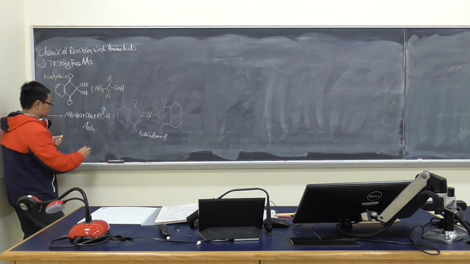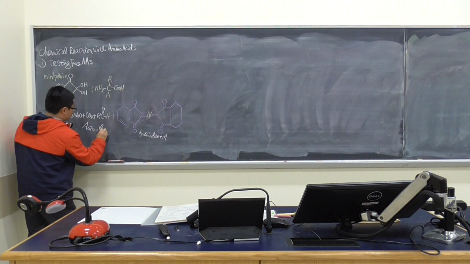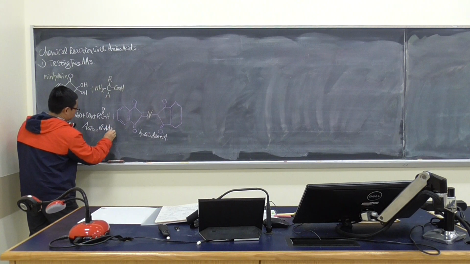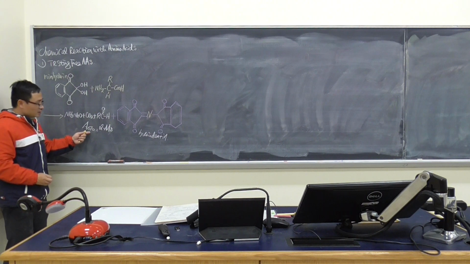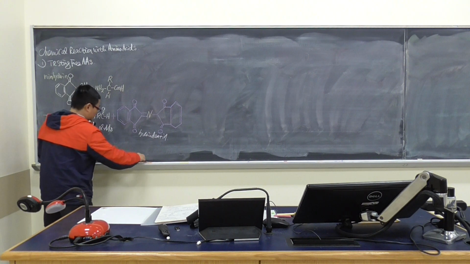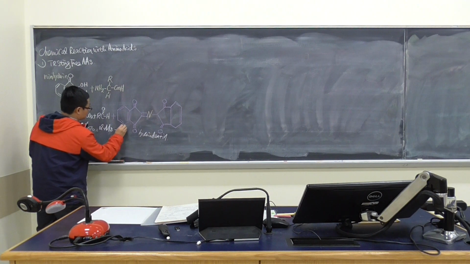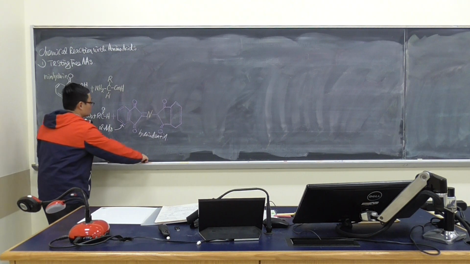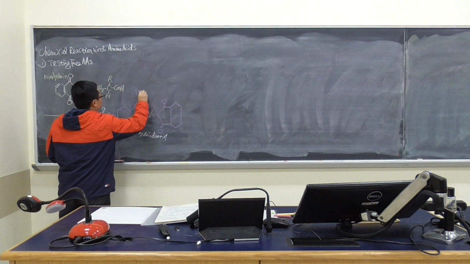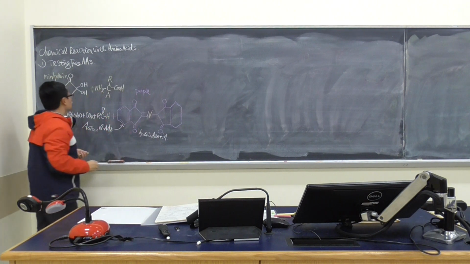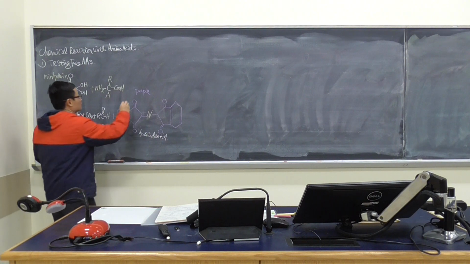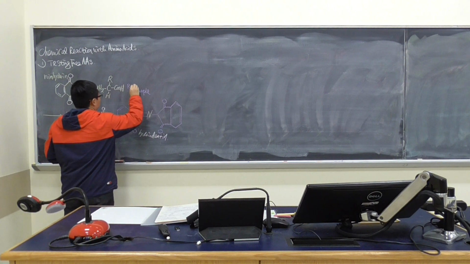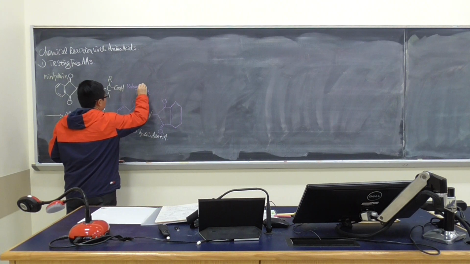For most alpha amino acids, at the colorimeter at 570, it will show you a purple color. Therefore, we know there are free amino acids. And this purple color, we also call it Ruhemann's purple color.